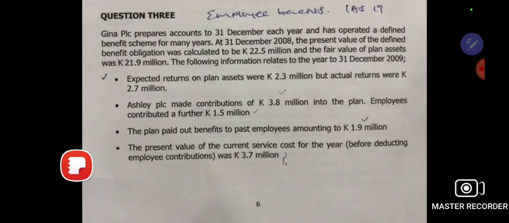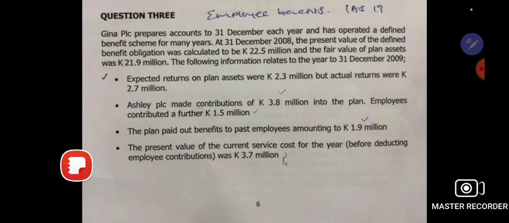That's one we'll record. After the 22.5, there's another thing I wanted us to pick here before we get to the calculation. There's what they're calling expected returns on the planned assets were 2.3 million, but actual returns were 2.7. Ashley PLC made contributions of 3.8 into the plan. These are contributions into the plan. This is not a present value item. No, any contribution to the plan does not fall part of this.